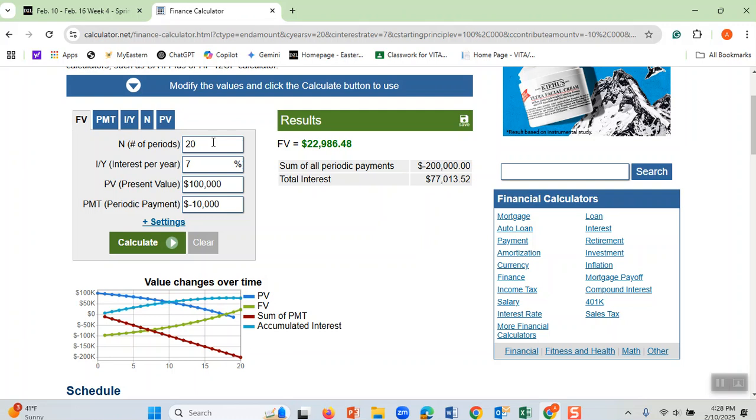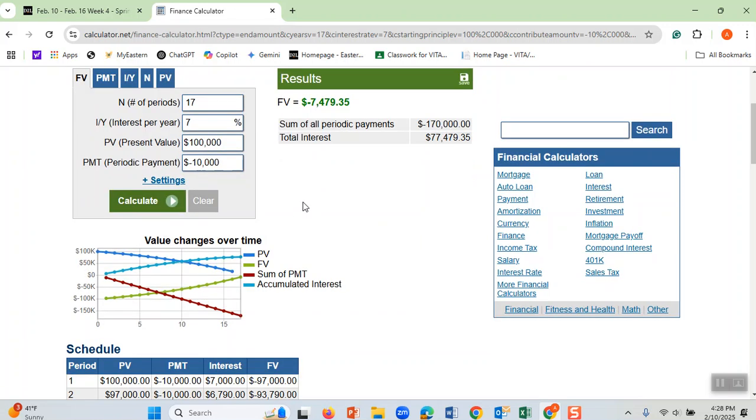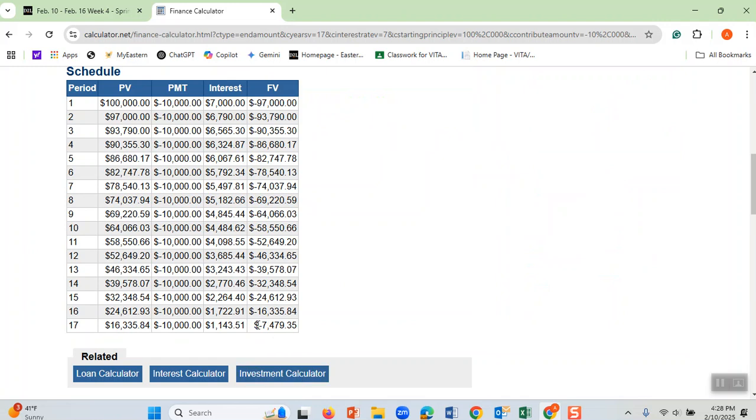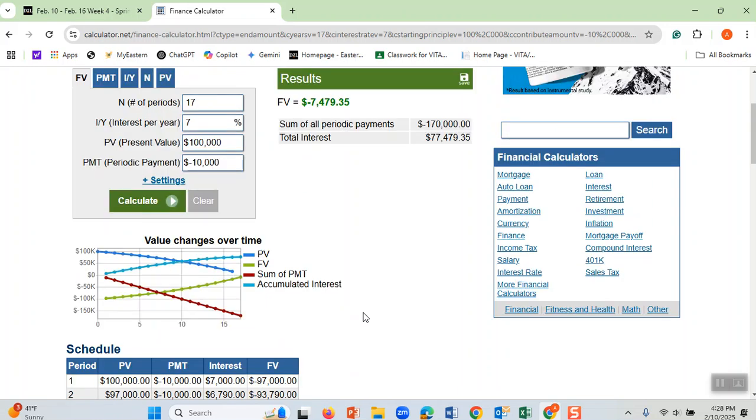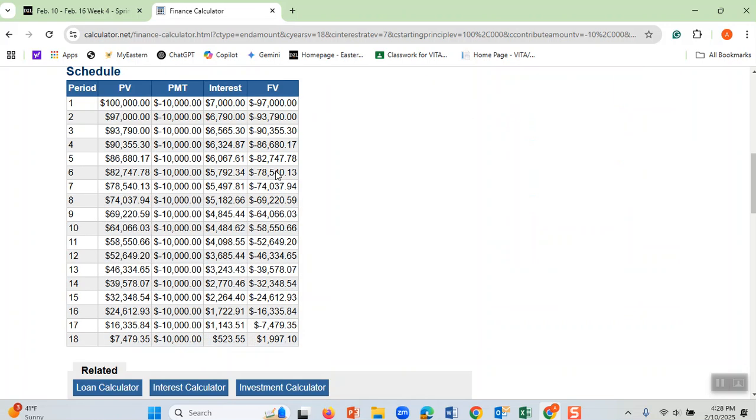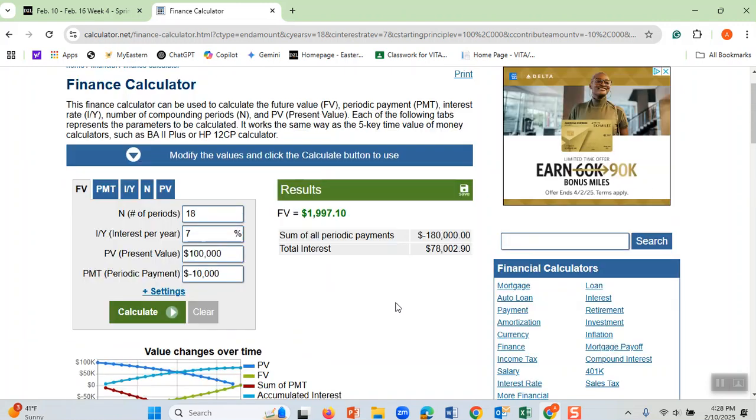Let me go and put 17. Let's see what happens. Okay, do you see that? After 17 years, it owes you $7,000. When I change it to 18 years, most likely not only has Walmart paid you all the money that it owed you and interest, but you owe Walmart one. That's why it is positive. It's a good way for you.